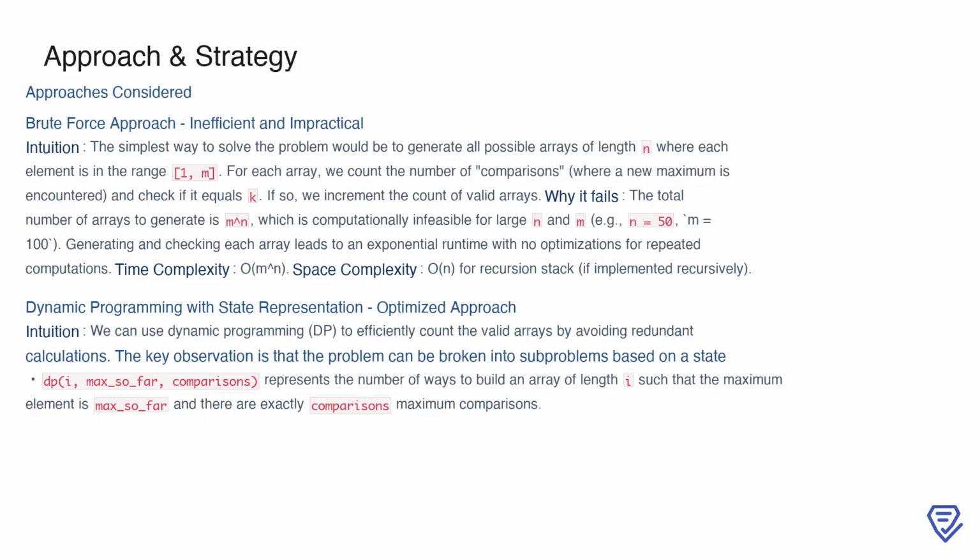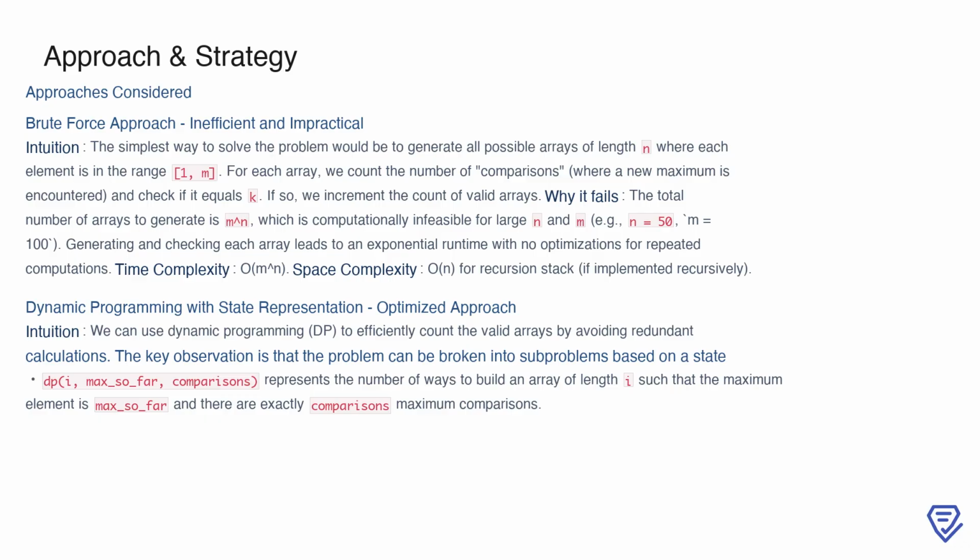The total number of arrays grows exponentially as m^n, making it computationally impossible to evaluate all possibilities for large values of n and m. For example, if n is 50 and m is 100, the number of arrays to check is astronomically large. This leads to an exponential runtime, and the approach doesn't take advantage of any overlapping subproblems. Hence, it's inefficient and unsuitable for this problem.